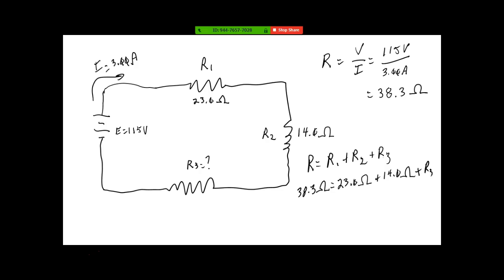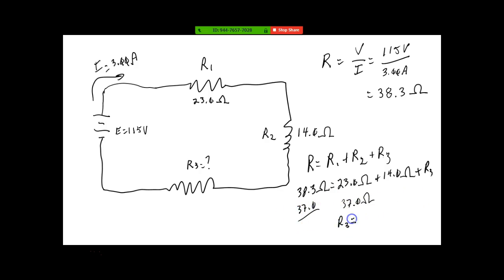Correct? Yes. Solve out the formula. Yeah, I think I would add these two first. Those add to be 37.0 ohms. And then I'd subtract that from here. And what do you have left?